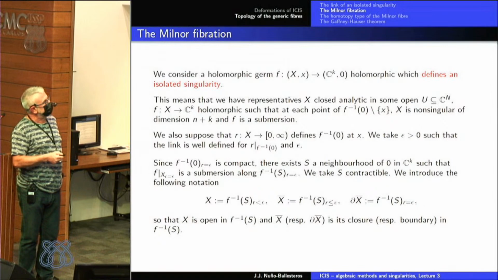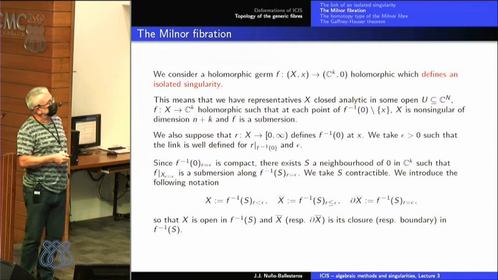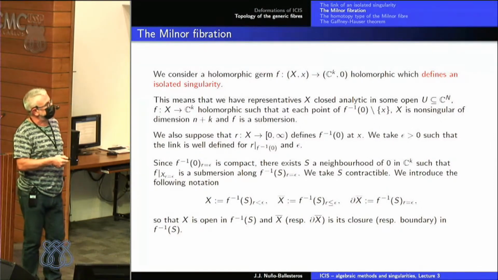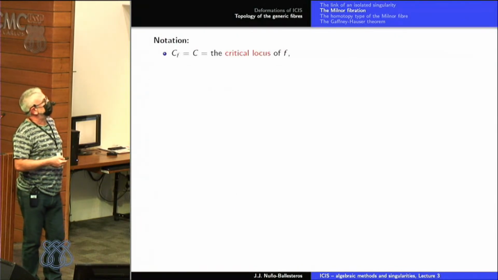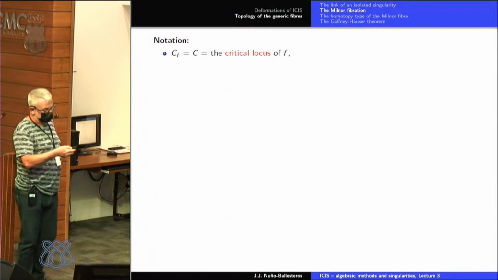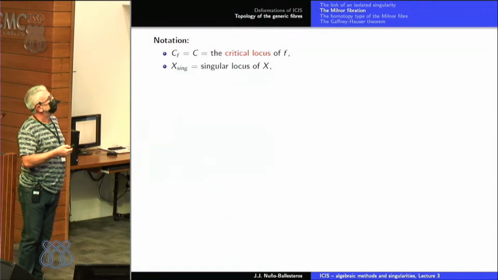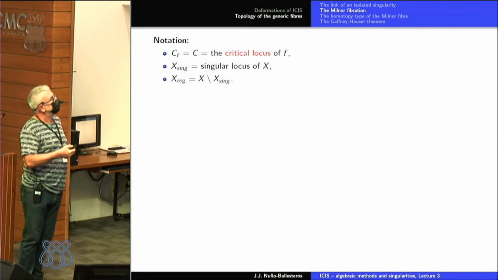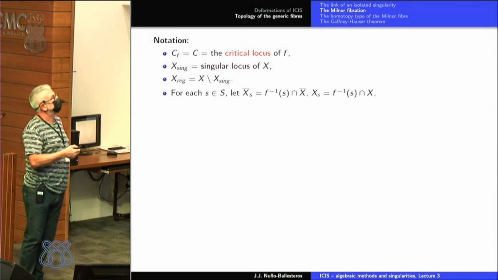And then we introduce this notation. This X is the inverse image of S sub r, so intersection with r less than epsilon. The X bar is the same with r less than or equal to epsilon. And finally, this is the boundary. This is when r is equal to epsilon. More notation, so C of f, or C, is the critical locus of f. X sing is the singular locus of X. X reg is the regular part.